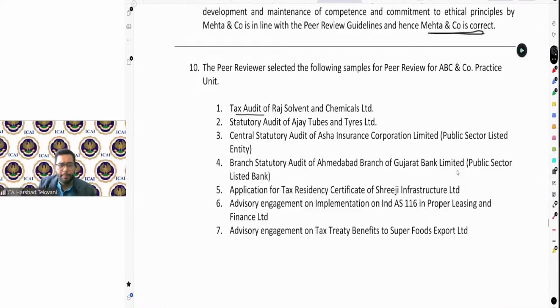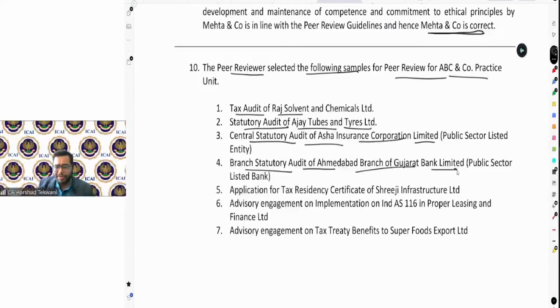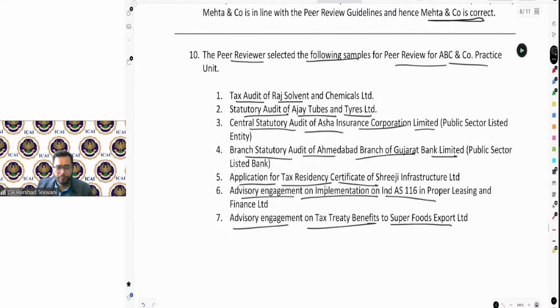Tax audit of Raj. Peer reviewer selected the following sample for the peer review of ABC and Company practice unit. Tax audit of Raj Solvent. Statutory audit of Ajay Tubes and Tires Limited. Central statutory audit of Asha Insurance Corporation Limited. Branch audit of Ahmedabad branch of Gujarat Bank Limited. Application for tax residency certificate. Advisory engagement on implementation of Ind AS 116. Advisory engagement on tax treaty benefit to Superfoods Limited.